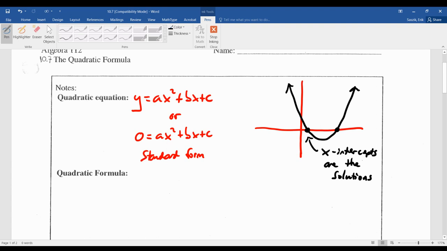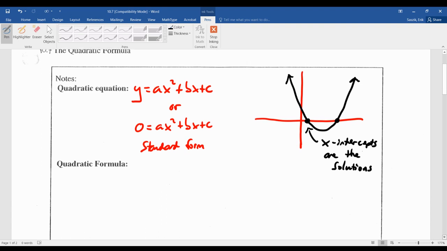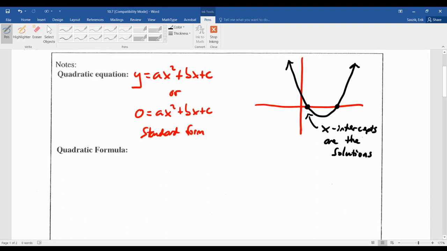So what we've been doing recently when we've been solving these quadratic equations by factoring, those answers that we get are actually the x-intercepts of the parabola that would represent that equation. Okay, so I want you to realize that the x-intercepts and the solutions are referring to the same thing, the x value here on the x-axis where the parabola crosses the x-axis.